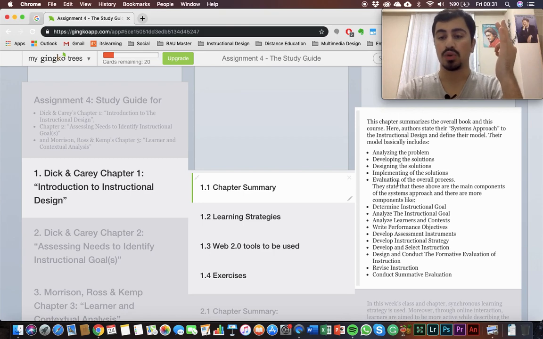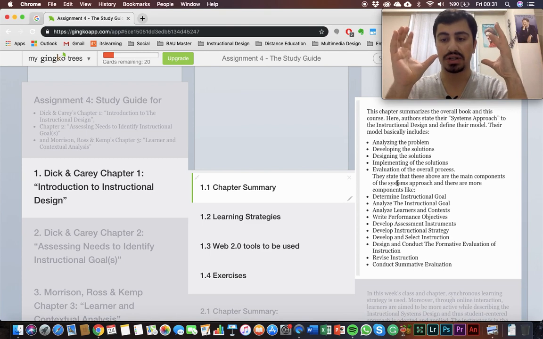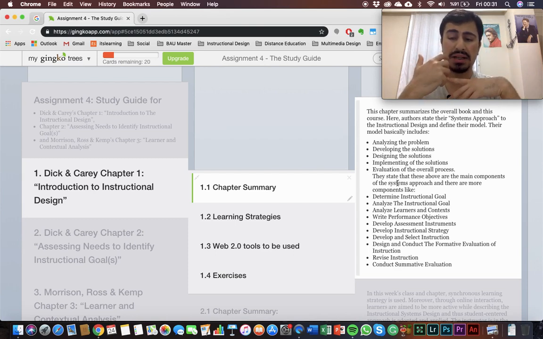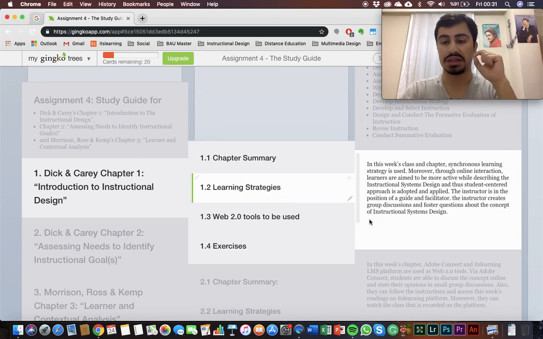So they state that these above are the main components of their systems approach, and there are more components like determining instructional goals, analyzing the instructional goal, analyze learners and context, and write performance objectives, and develop assessment instruments, develop instructional strategy, and develop and select instruction, design and conduct a formative evaluation, revise instruction, and conduct summative evaluation.